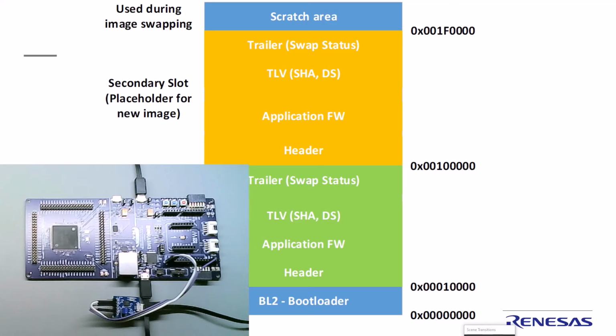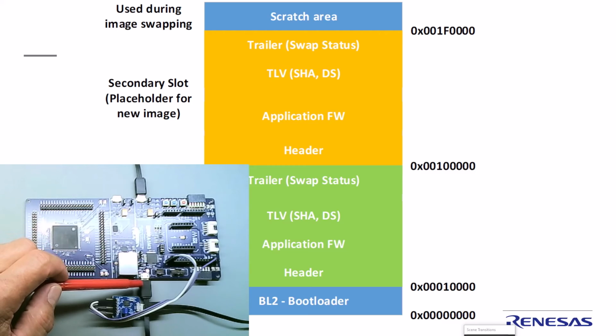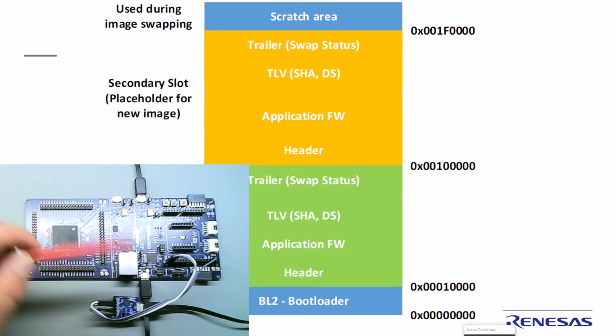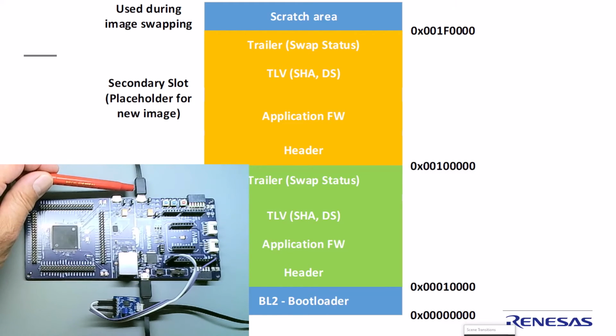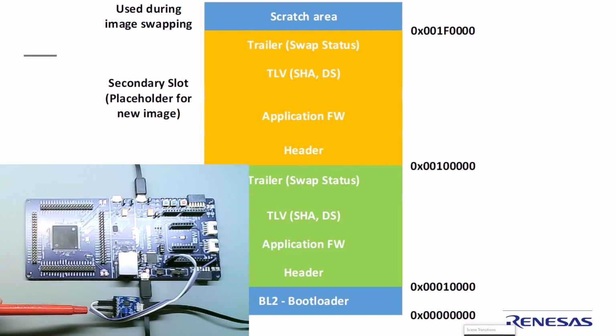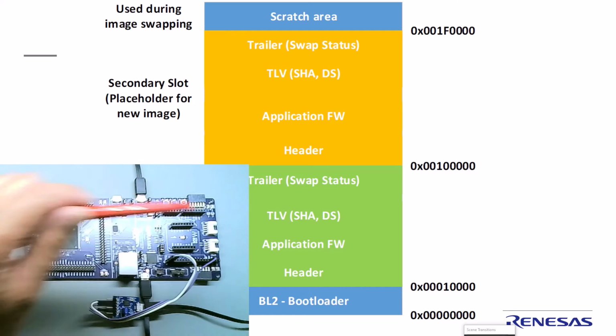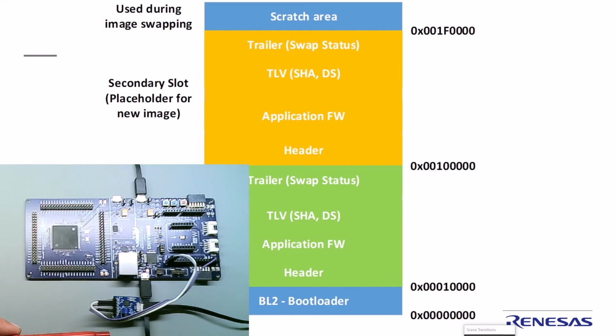Here we have the test setup with the EK-RA6M3 evaluation board. The connections are as follows. Here we have the debug connector. Here we have the CDC serial connector. And here we have a serial connector connected to the Arduino headers of the serial port.